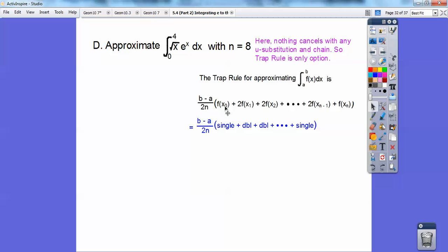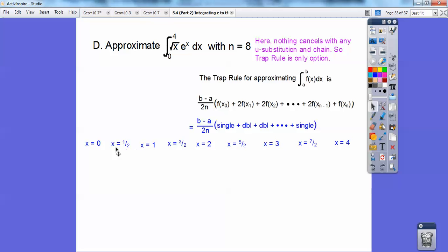Okay, and you plug in your first coordinate, which is 0. This is my second coordinate, which would be 1/2. My third coordinate would be 1, and then it would be 3 halves, and it would be 2, and then 5 halves. And remember, this one's a singleton, this one's a double, double. It's all doubles in the middle except for the end pieces. The bookends are singles, okay? All right, and then it's just going to be plugging them in. So there's the interval from 0 to 4 being broken up into 8 equal pieces, okay? I just cut them up into halves.